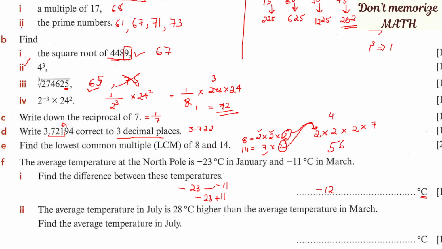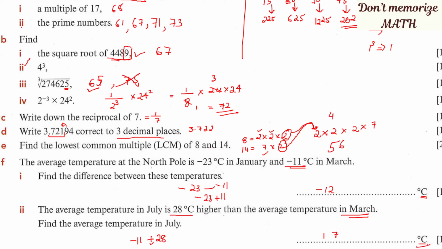The average temperature in July is 28 degrees Celsius higher than the temperature in March. What is the temperature in March? It is minus 11. They are telling 28 degrees higher, so plus 28. Find the average temperature in July. We have different signs, right? Here minus and here plus. So subtract them. 28 minus 11 you will get 17. Then put the sign of the bigger number. The bigger number is 28, the sign is plus. So the answer is 17 or plus 17 degrees Celsius.